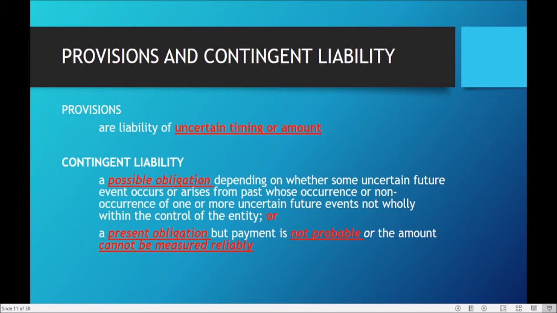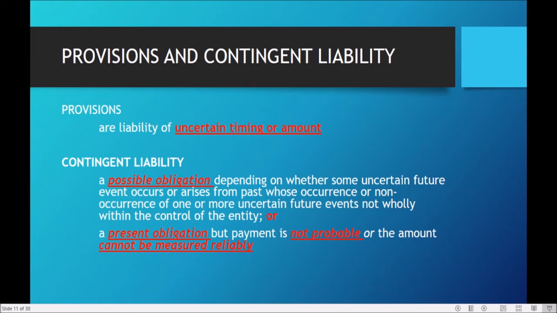According to standard, contingent liability is a possible obligation depending on whether some uncertain future event occurs or arises from past whose occurrence or non-occurrence of one or more uncertain future events not wholly within the control of the entity. Okay? Basta possible obligation yan, that is a contingent liability.